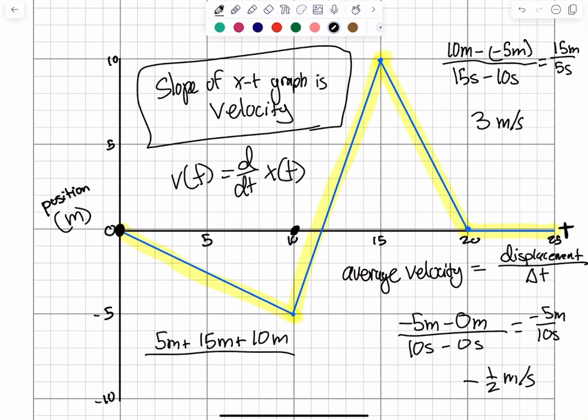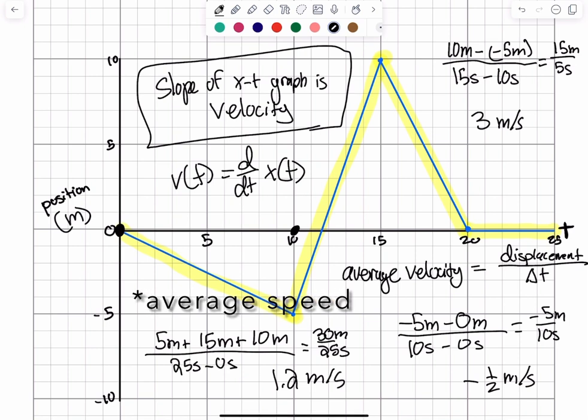Our change in time is going to be 25 seconds minus 0 seconds. This simplifies into 30 meters over 25 seconds, which turns into 1.2 meters per second. So, our average speed of the whole journey is going to be 1.2 meters per second.